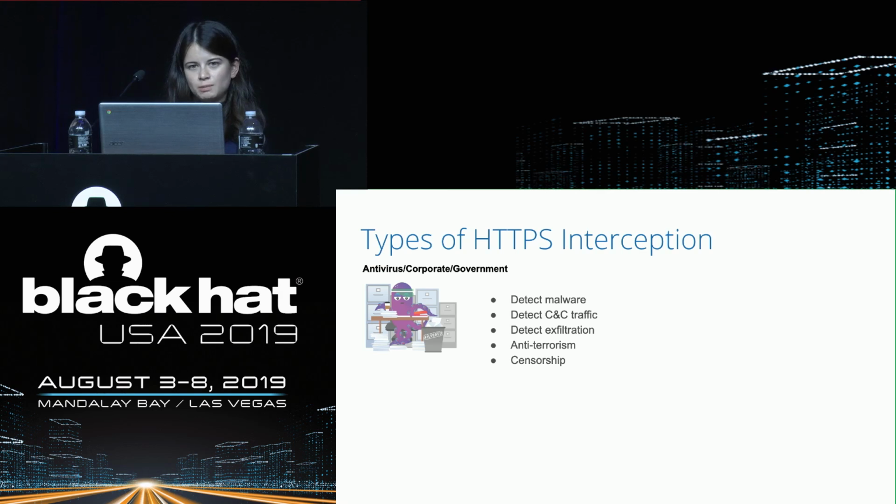Now that we know what HTTPS interception looks like, we're going to cover a few examples of these monsters in the middle commonly seen on the internet. Our first monster in the middle is this rather bureaucratic-looking one. It represents proxies like antivirus software and corporate or government proxies. These proxies have several goals, including protecting clients by detecting malware or command and control traffic, or protecting a corporation by detecting and preventing data exfiltration. These types of proxies also have a nefarious side and can be used to censor or spy on clients.